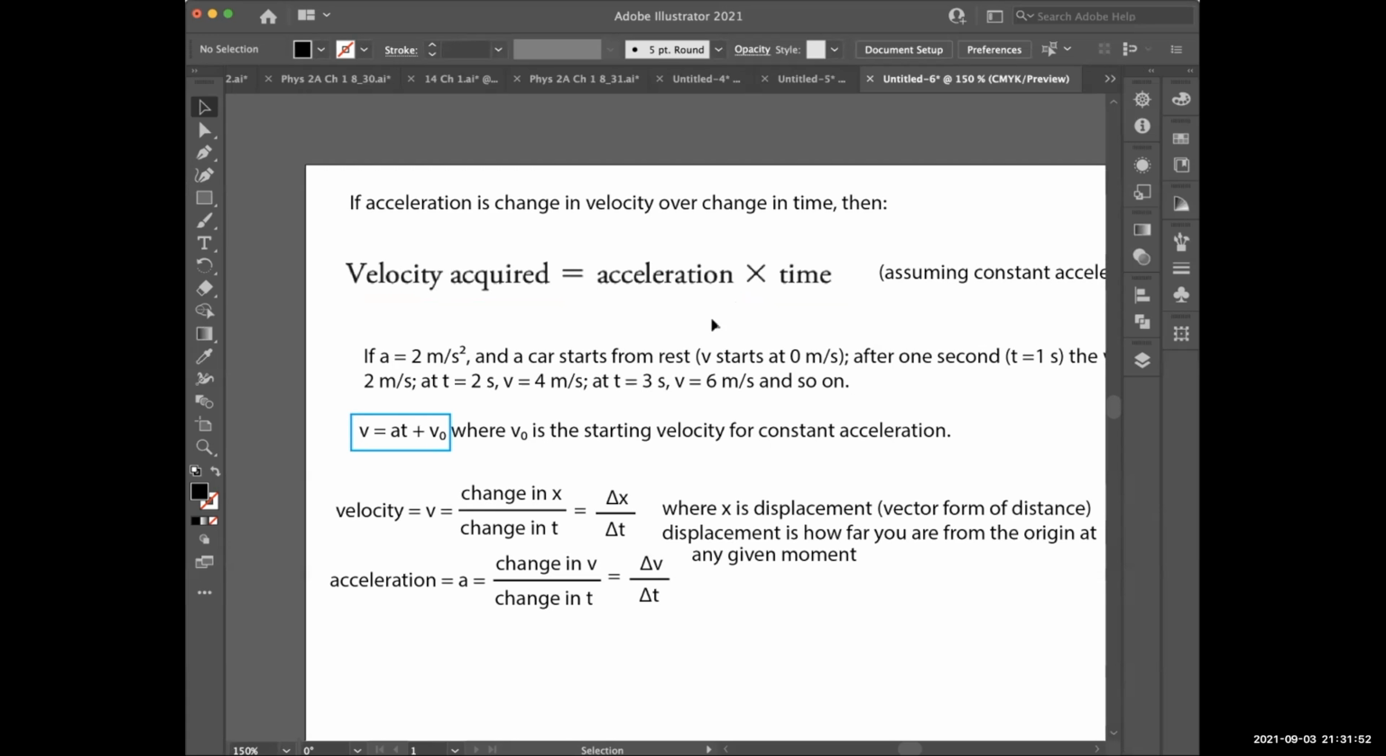Okay, thank you. Yeah, so you can keep on going. What's the change in a jerk? And what's the change in the thing you call change in jerk? And so on.